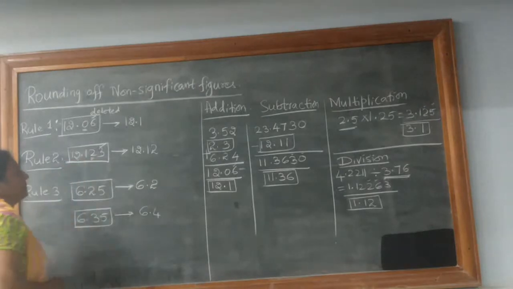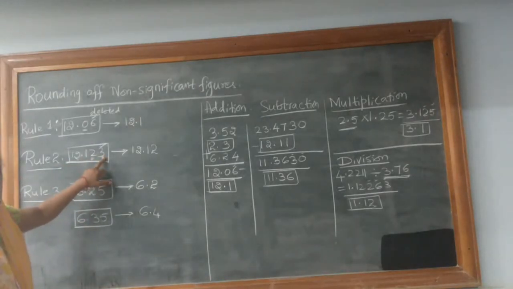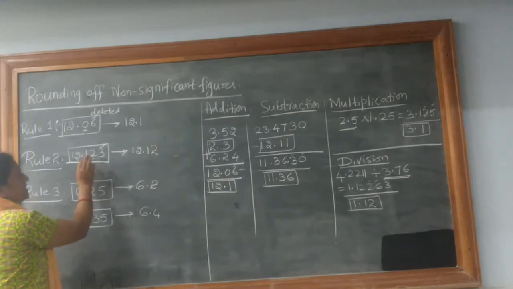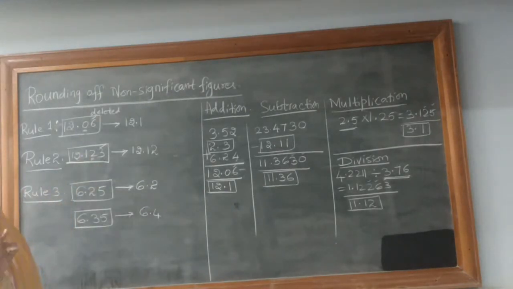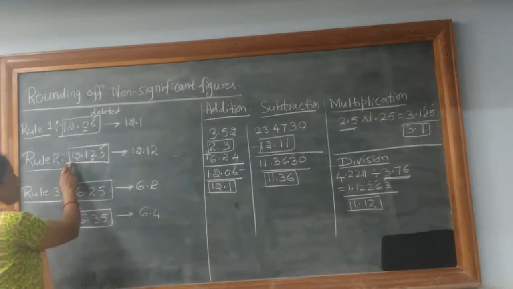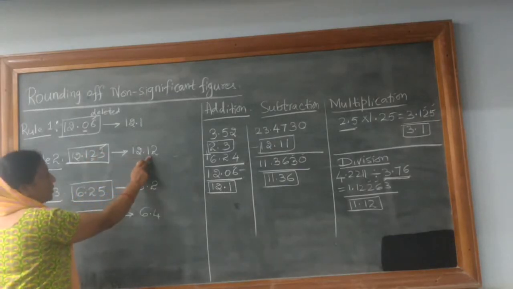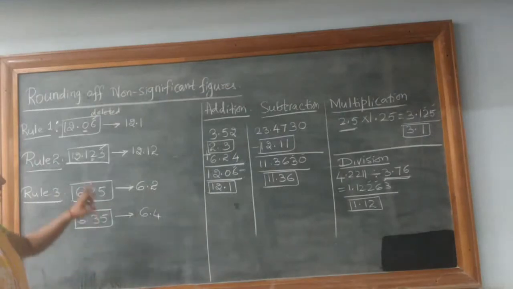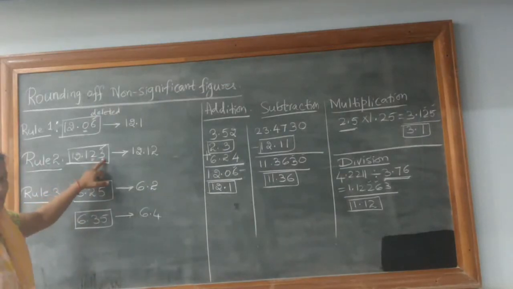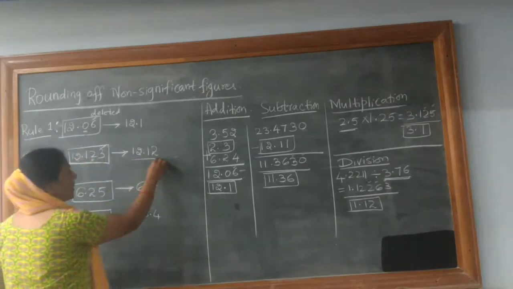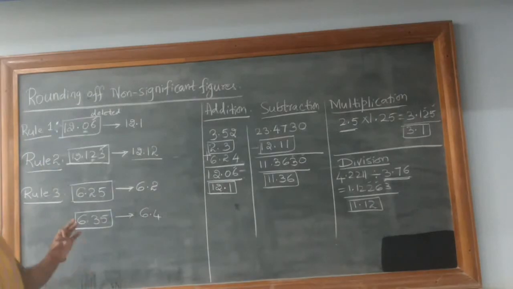Look at the preceding digit. Now if the digit to be dropped is less than 5, here 3 is less than 5, then don't make any changes in the preceding digit. Keep it as it is. So if the digit to be dropped in 12.123 is 3, then your final answer will be 12.12. If the digit to be dropped is less than 5, don't make any change in the preceding digit. Keep it as it is, and you will report it as 12.12. This is the second rule for rounding of the non-significant figure.